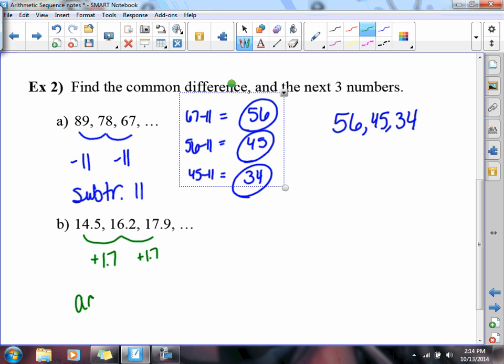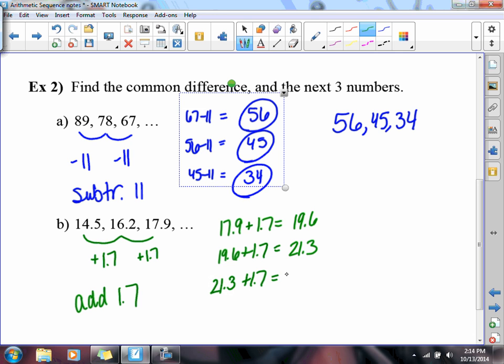So that's going to be my common difference. I'm adding 1.7 every single time. So in your homework, you might have some whole numbers that you're adding or subtracting. You might also have some decimals that you're adding and subtracting. It's okay. So then to find my next set of numbers, I'd have to do 17.9 plus 1.7, and that's going to get me 19.6. Then I'd have the 19.6 plus another 1.7. That's 21.3. And then if I add 1.7 to that, I'll get 23 or 23.0. So those are the next three numbers in my sequence.